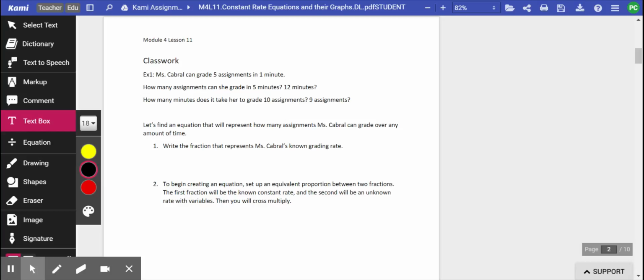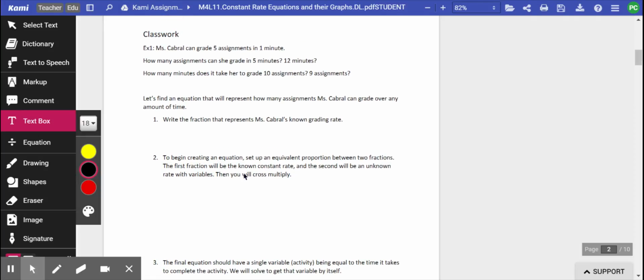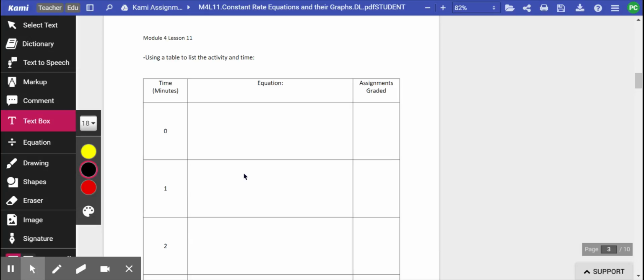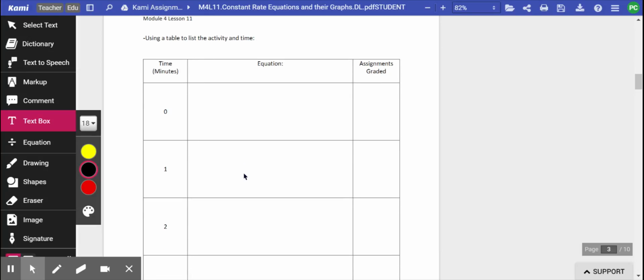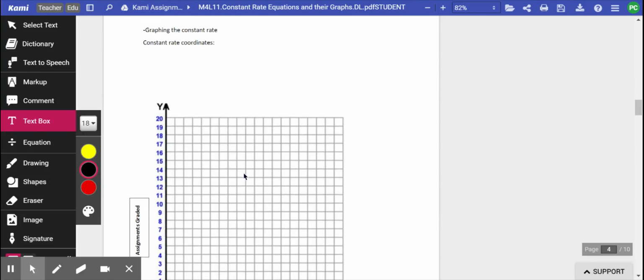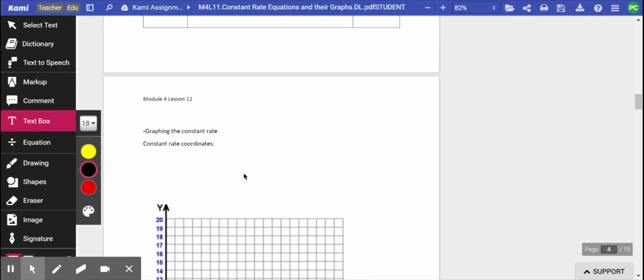This is continuing Module 4, Lesson 11. This is the first classwork example showing more step-by-step how to create an equation using constant rate and cross multiplication, and then how to use that equation to find some different time and assignments that I've graded, and how to take those pieces of information, those points of time and assignments, and how to graph them.